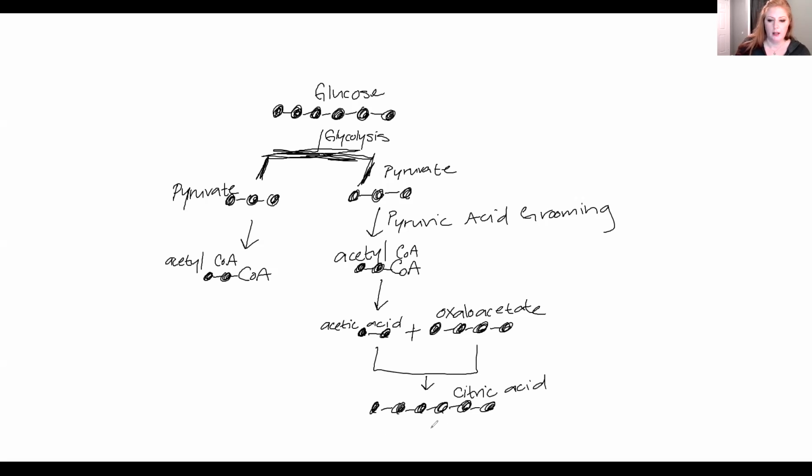And this is called citric acid. Okay, and our citric acid is going to lose 1 to carbon dioxide. So now we have 5 carbons, and then it's going to lose another 1 to carbon dioxide. So we're back to 4 carbons. And then eventually this comes back up to oxaloacetate and the process starts over. What's this process called? This process is the citric acid cycle.